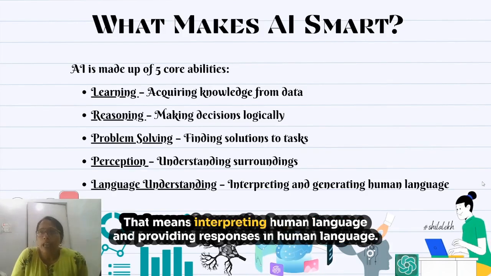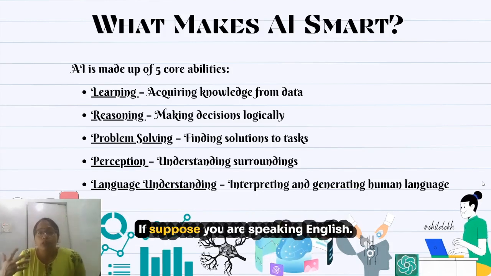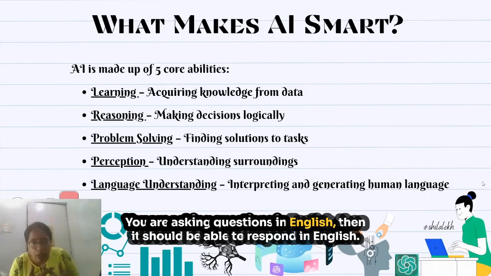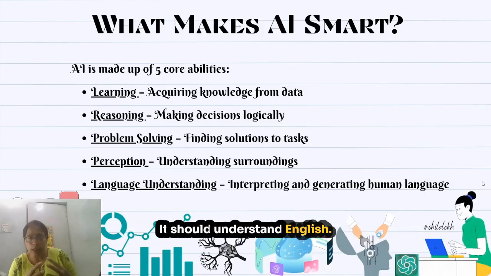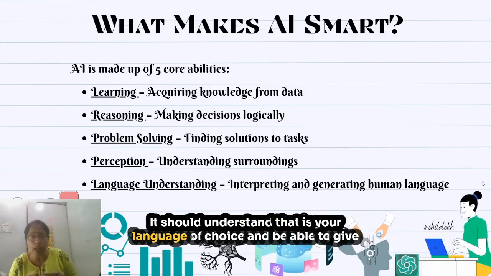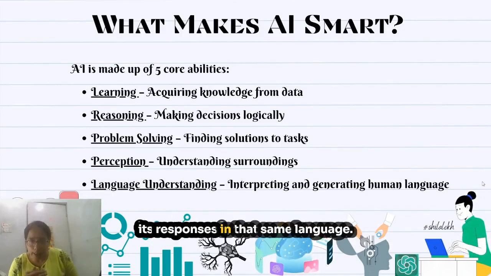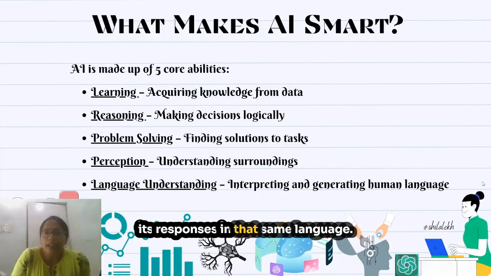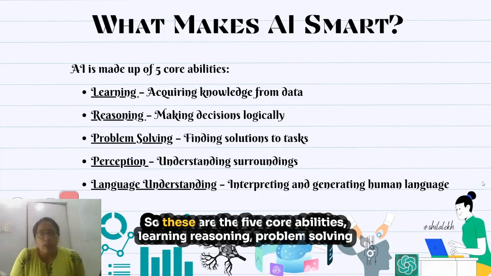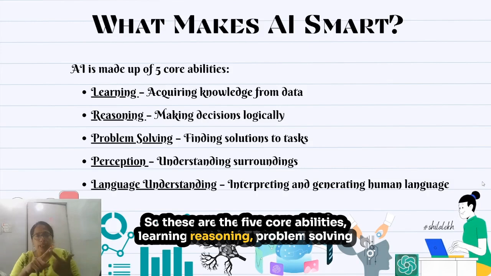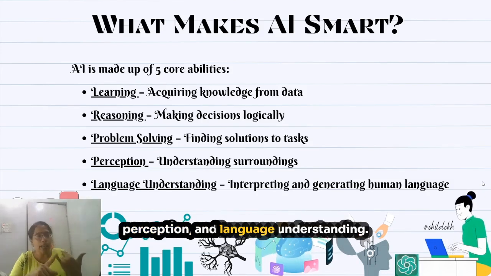And last but not the least, understanding language. That means interpreting human language and providing responses in human language. Suppose you are asking questions in English, then it should be able to respond in English. It should understand that English is your language of choice and be able to give its responses in that same language. So these are the 5 core abilities: learning, reasoning, problem solving, perception, and language understanding.